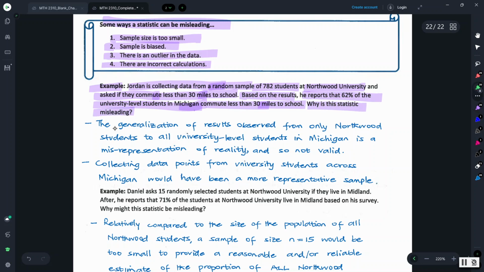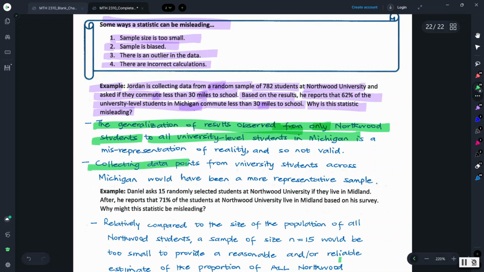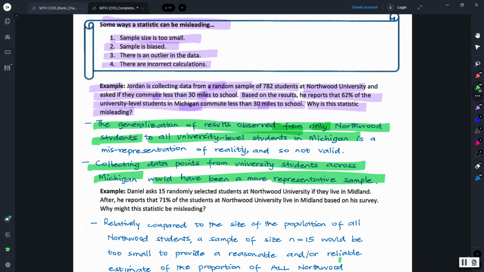What do you think? Well, what he has done is to generalize the results based off of the data analysis conducted for Northwood students to all university level students in Michigan. That might not be reasonable. In fact, it should not be done. So collecting data points from university students across Michigan would have been a more representative sample.